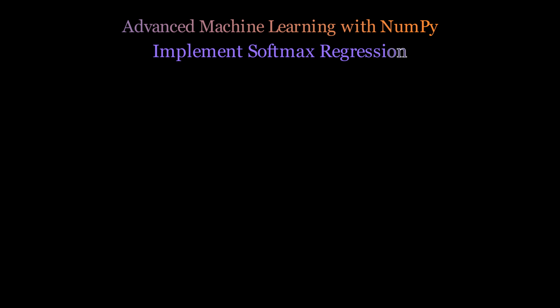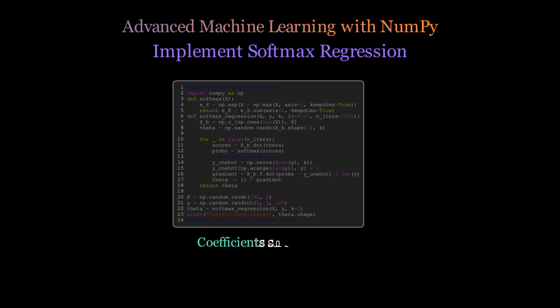Softmax regression generalizes logistic regression to multiple classes. We use the softmax function to output class probabilities and cross-entropy loss for gradient descent. The weight matrix shape, (features + 1) × classes, shows parameters for our 3-class problem.